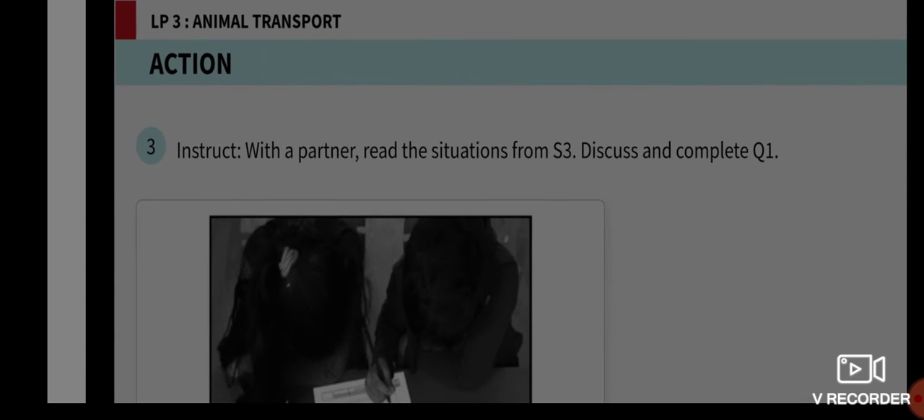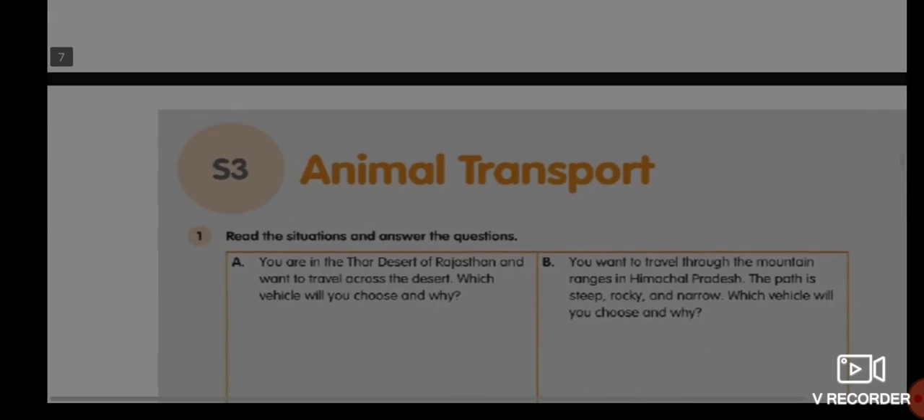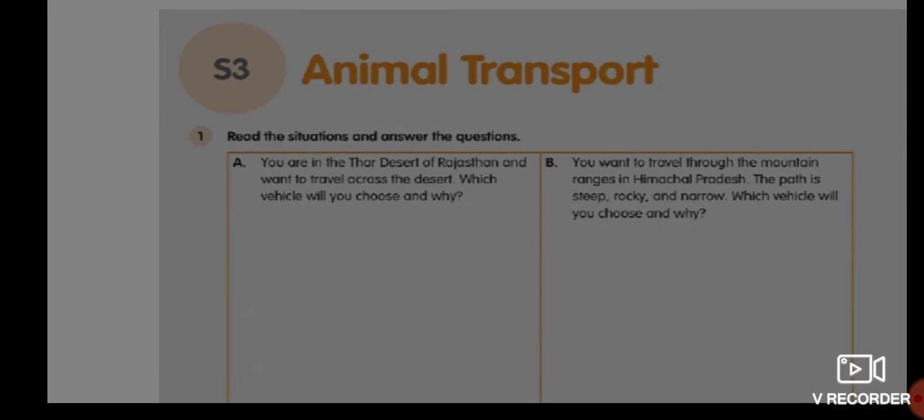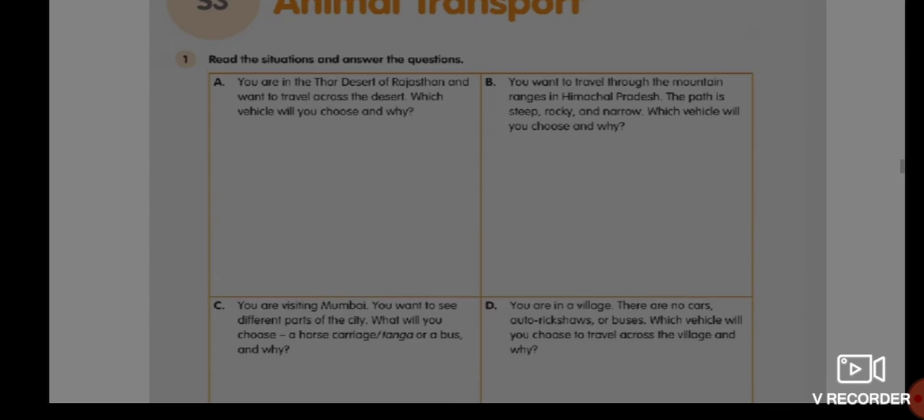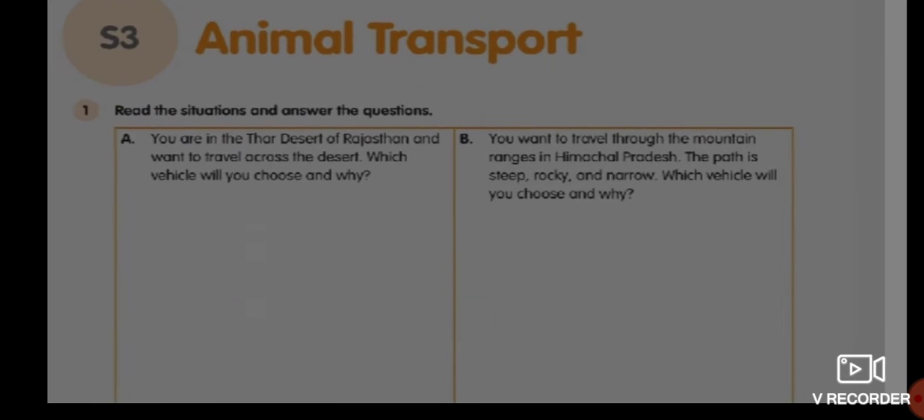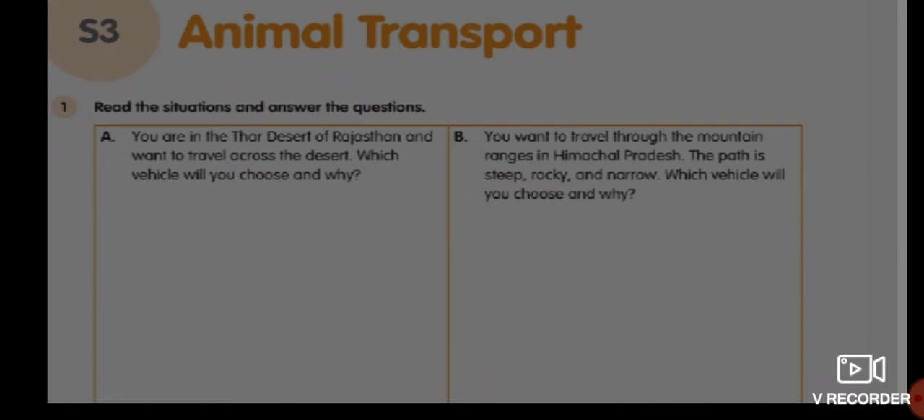Now I want all of you to read the situation from S3 and complete your question 1. There are two situations given. Please read them and then complete your worksheet S3. Read the situation and answer the question.